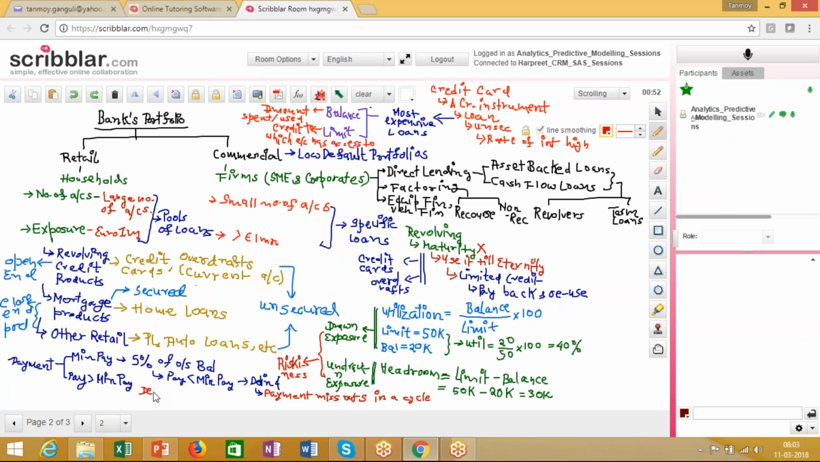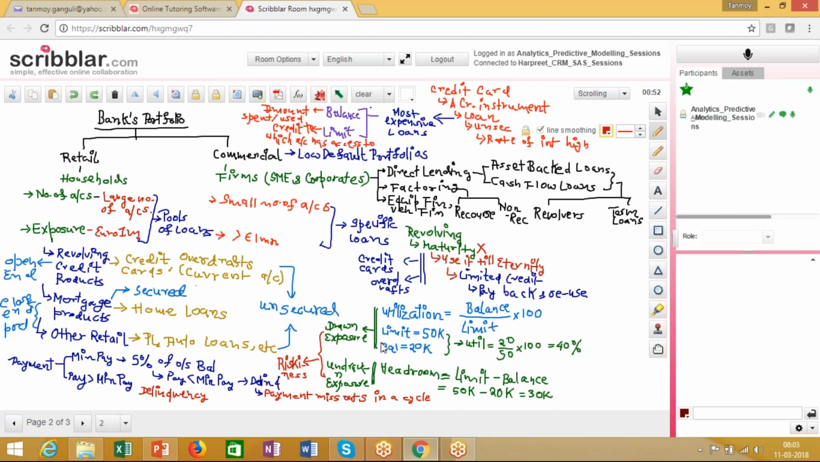So is this concept of delinquency clear to you all? Are you clear with this idea of delinquency? Because it is basis this delinquency which will decide how good or how bad a particular borrower is. Yes, it is clear to me. Okay, yeah, it is clear. Okay.